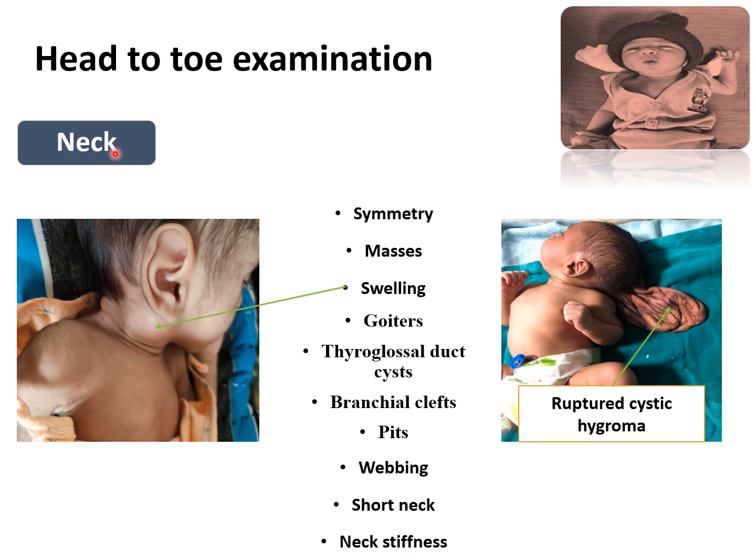The neck should be examined for symmetry, mass or any swelling, or any thyroglossal duct or branchial cleft or pit, or any webbing or short neck. Here in this image you can see the baby is having a swelling in the neck. It is because of a sternocleidomastoid tumor. And here also you can see a cystic swelling in the neck. It is a ruptured cystic hygroma.